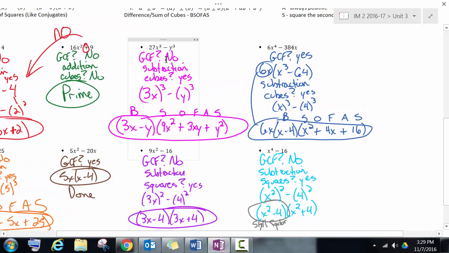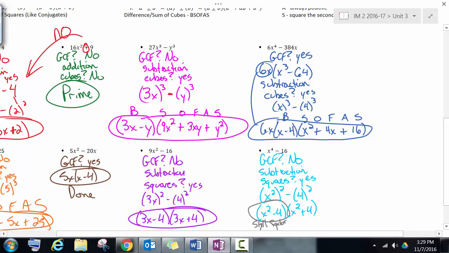Then 27x cubed minus y cubed, is there a GCF? No. Subtraction, okay. Are they cubes? Is 27x cubed something cubed? Yes. 3 times 3 times 3 is 27, and x times itself 3 times is x cubed. And of course, y cubed is y cubed. So I rewrote them like that. It's subtraction, and it doesn't matter that it's subtraction. It could be addition. It doesn't matter with cubes.